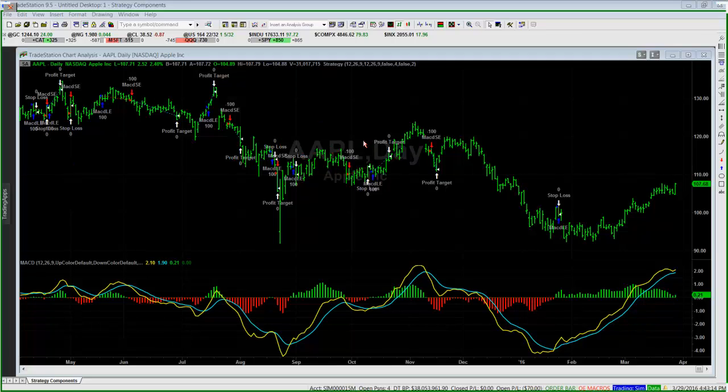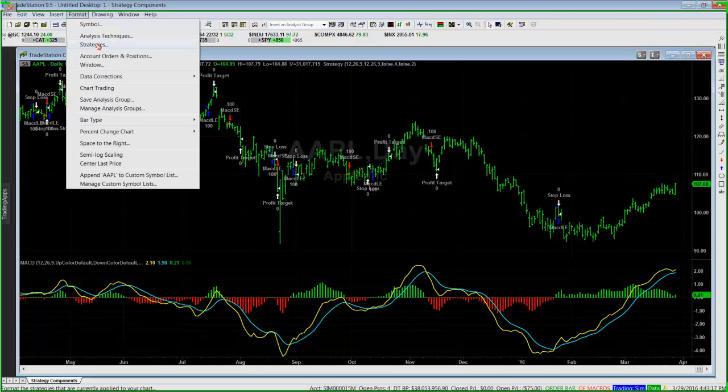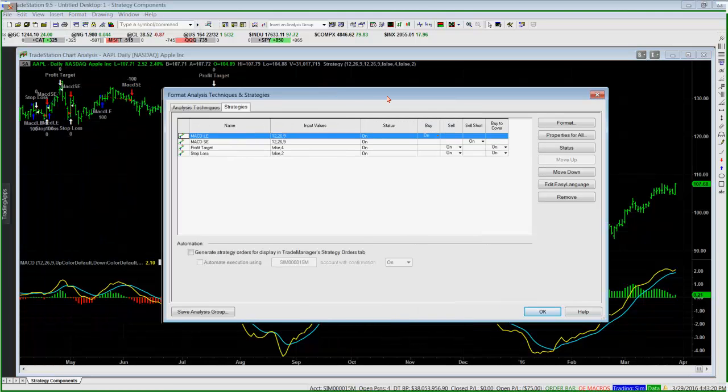You can see what strategies are applied to the chart here by going to Format, Strategy. So Format Strategy is the control center for the strategies that are applied to the chart. And here you can see that the strategy in the chart is made up of four components: the MACD long entry, the MACD short entry, the profit target, and the stop loss. We also have the inputs for each of those strategy components. So the inputs for the MACD are the same as the inputs for the indicator. And the profit target and stop loss, we have a 4-point profit target and a 2-point stop loss. So we'll come back to this in a moment.